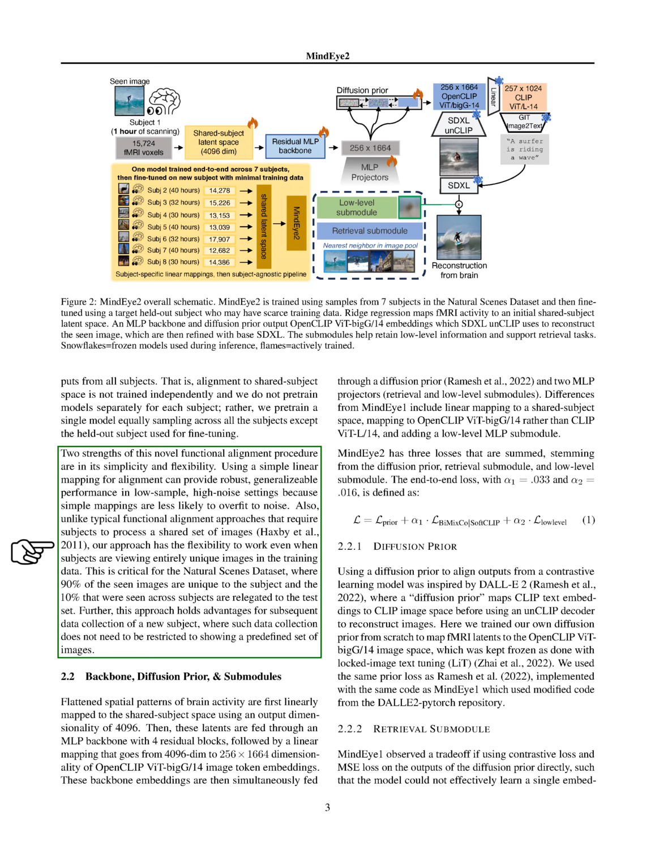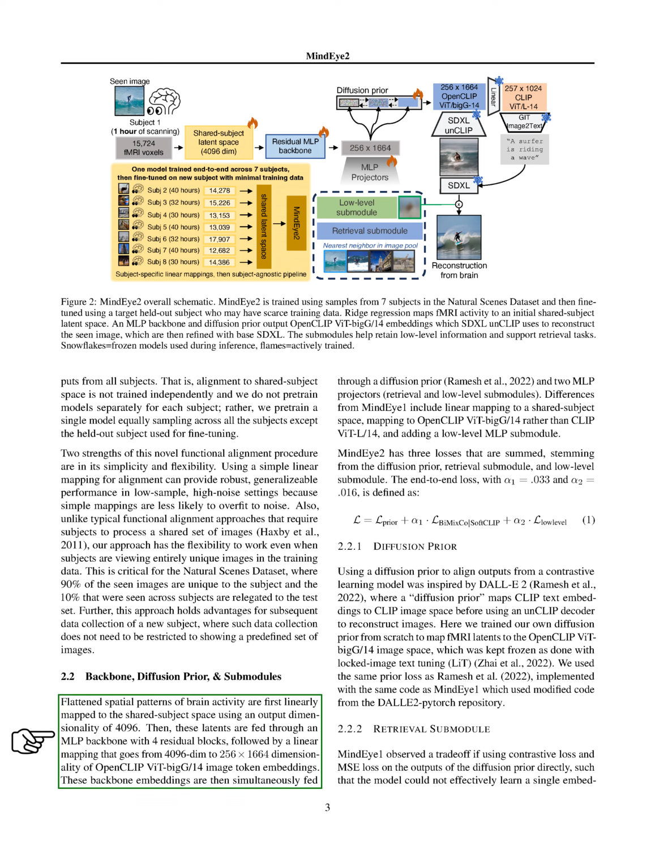One strength of this method is its simplicity and flexibility. By using a straightforward linear mapping for alignment, we can achieve robust performance even with limited data and high noise levels. Additionally, our approach can handle situations where subjects view unique images during training, unlike traditional methods that require subjects to process the same set of images. Next, we describe the backbone, diffusion prior, and submodules of our model.